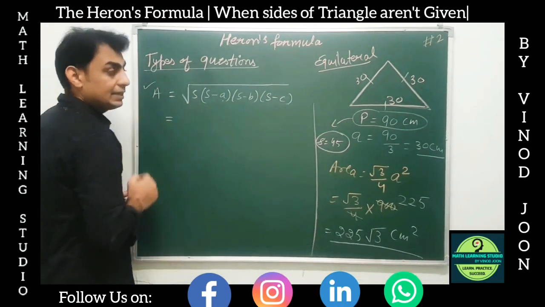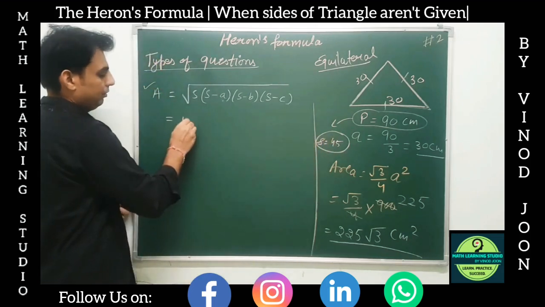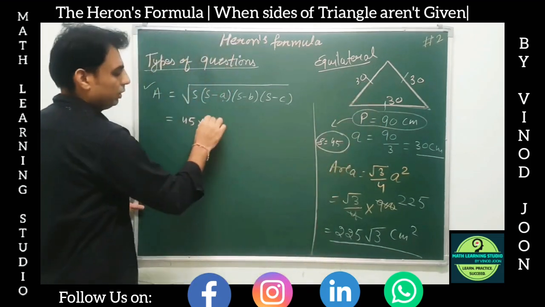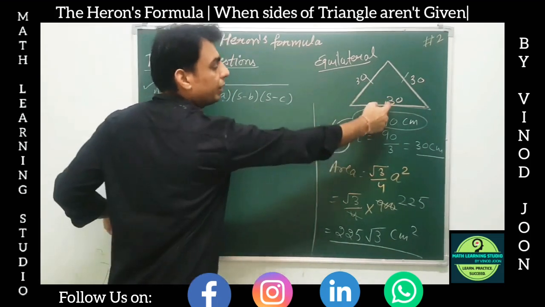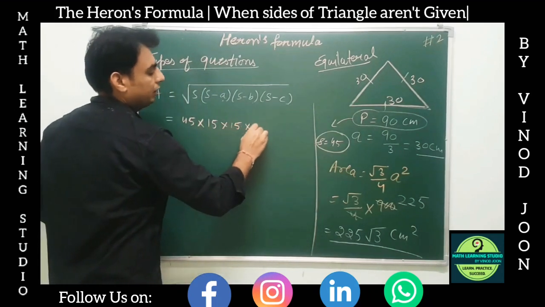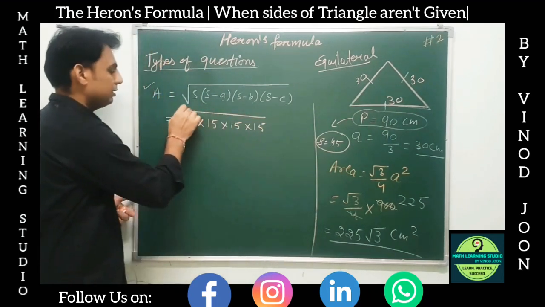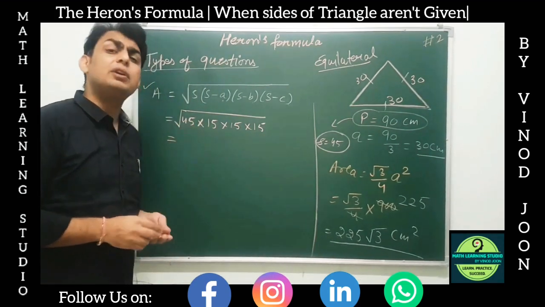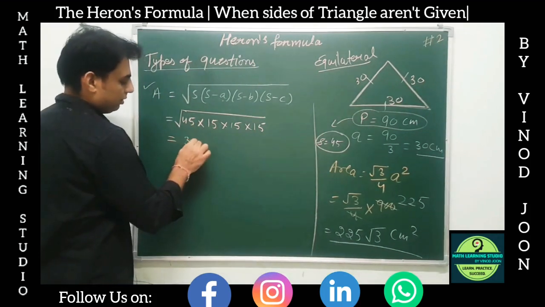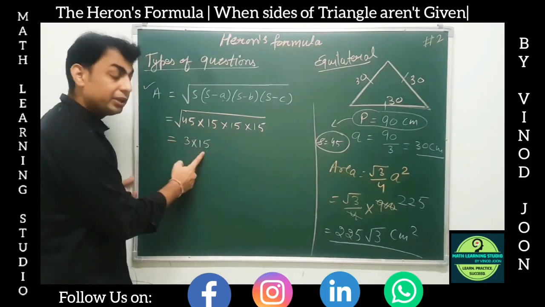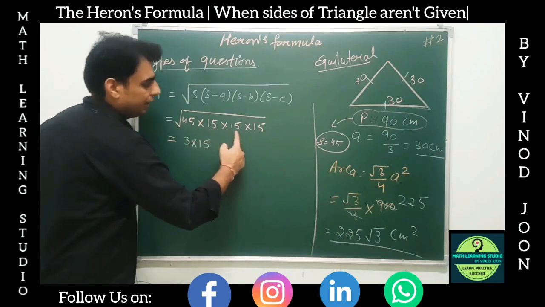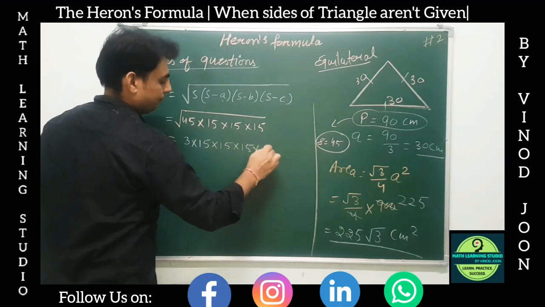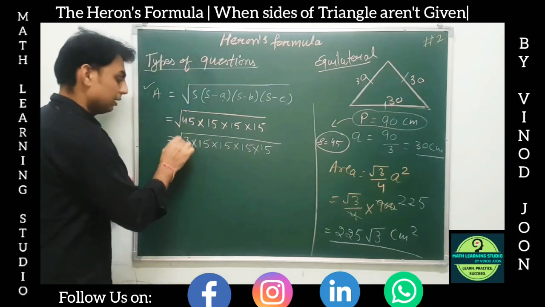क्या हो जाएगा भाई? S कितना है? 45 multiplied by S minus A, means 45 minus 30 will be 15. Again 45 minus 30 will be 15, 15 तीनों बार, ठीक है? And it remains under the root. Okay. Now what can we do? We can factorize. 45 can be written as 3 into 15. So 3 into 15. मैंने 15 क्यों लिखा? Because I know there is another 15. And ये 15 पहले से पेयर बना हुआ है. That means 15 into 15 into 15. It remains under the root.